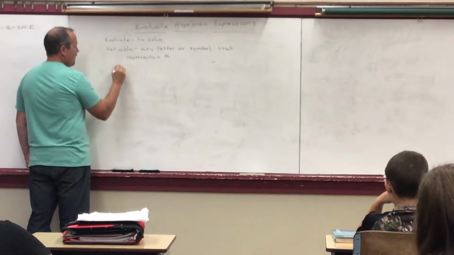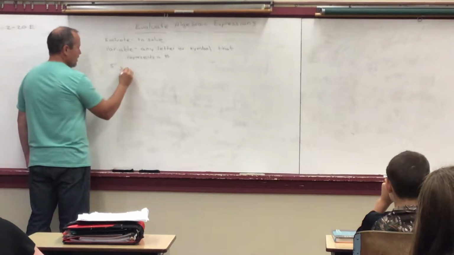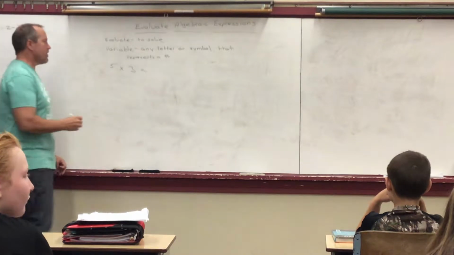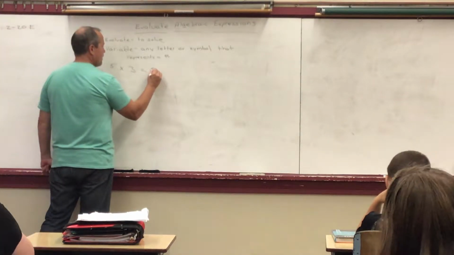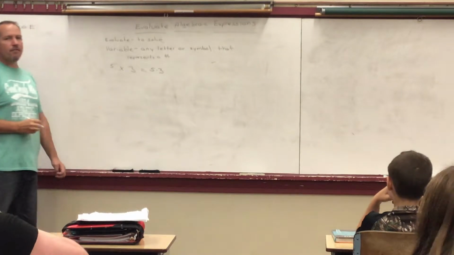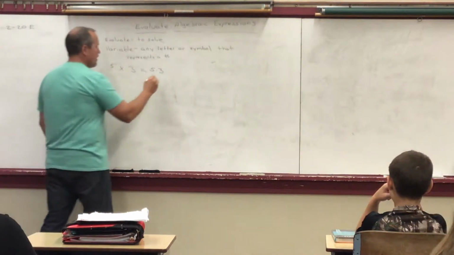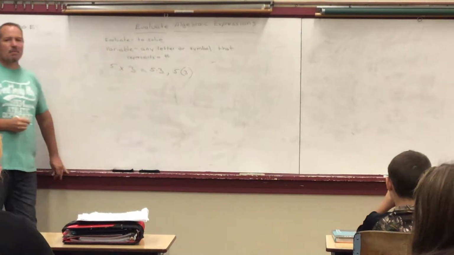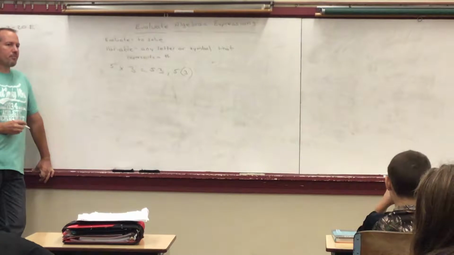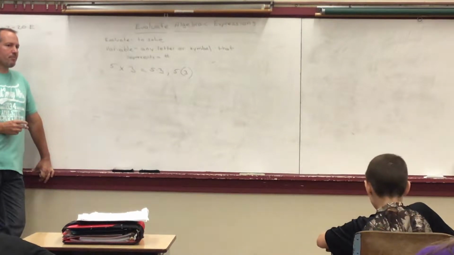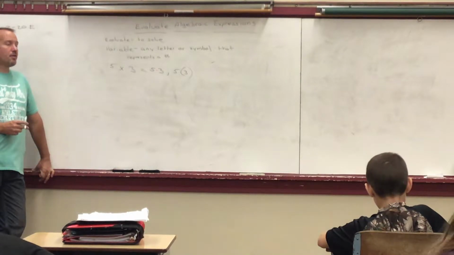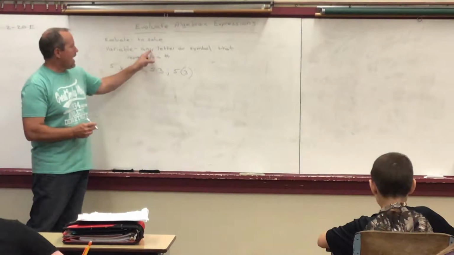If I took 5 times 3, 5 times 3 could be simply written 5.3. It could be written 5 directly beside the parenthesis. You said you wanted to put a letter, not a number, down there: any letter or symbol that represents a number.